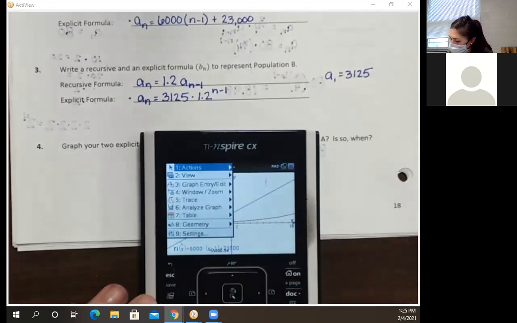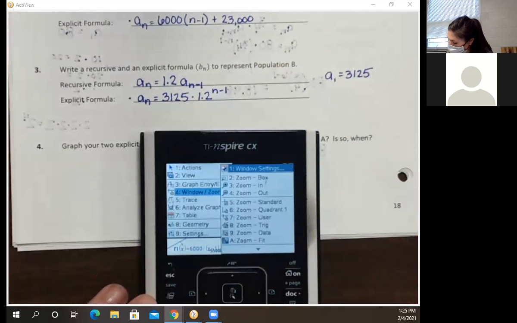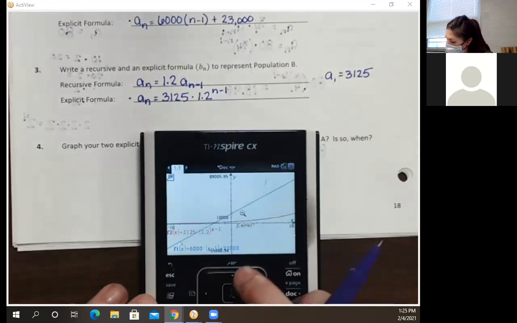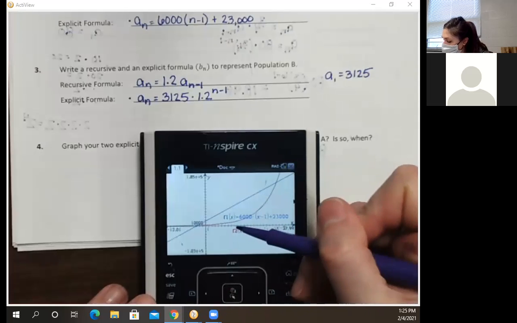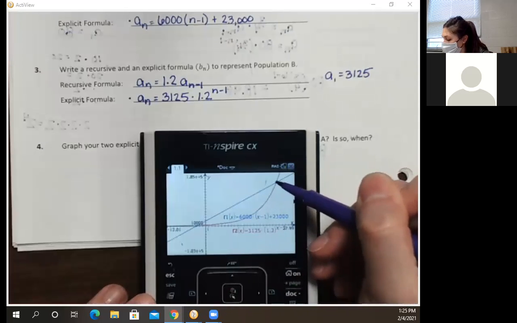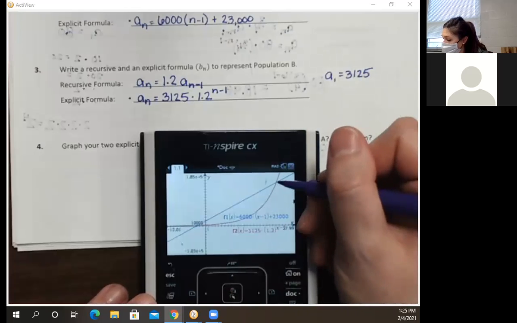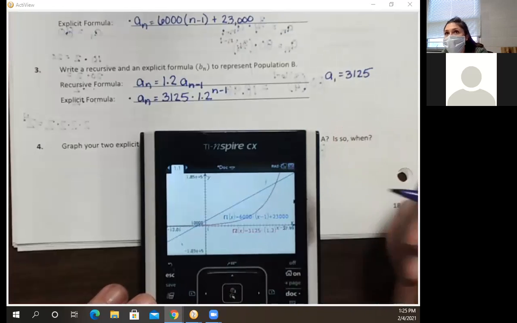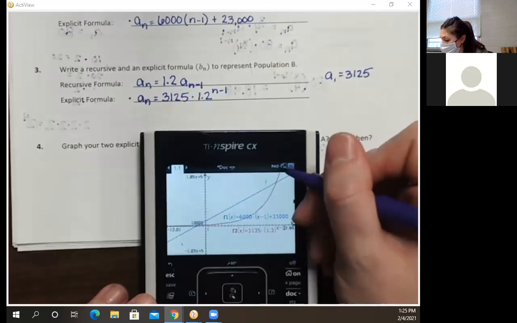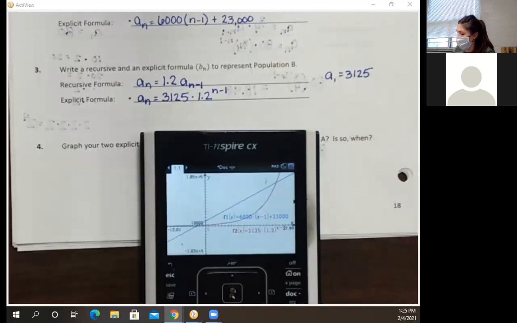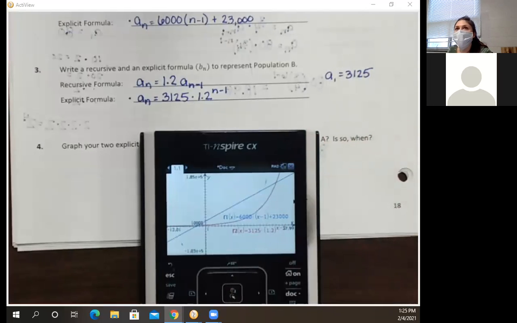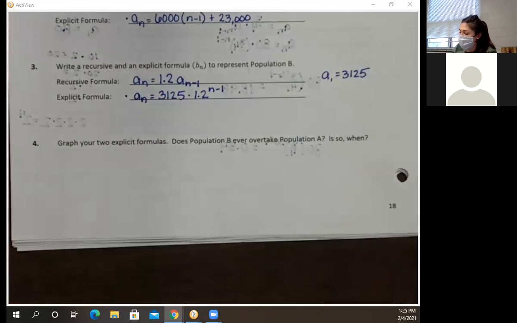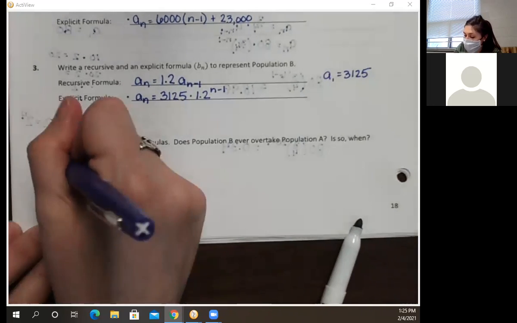I'm going to zoom out just a little bit more. So menu, zoom, out. And let's zoom out just a little bit more. So when I zoom out just a little bit more, I can see that population B starts to really take off. And it does, in fact, overtake or pass population A. Right? I do end up with a part of my red function that's above my blue function. So does population B ever overtake population A? Yes.